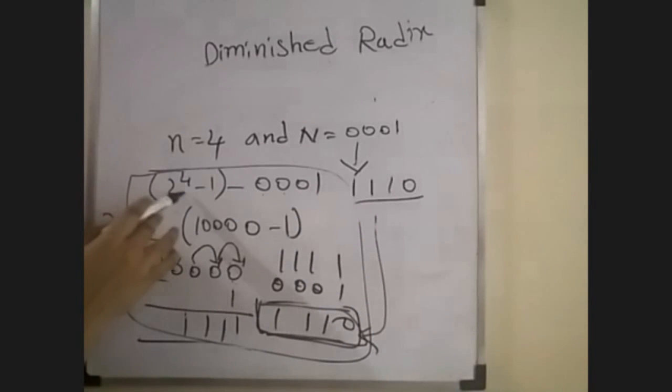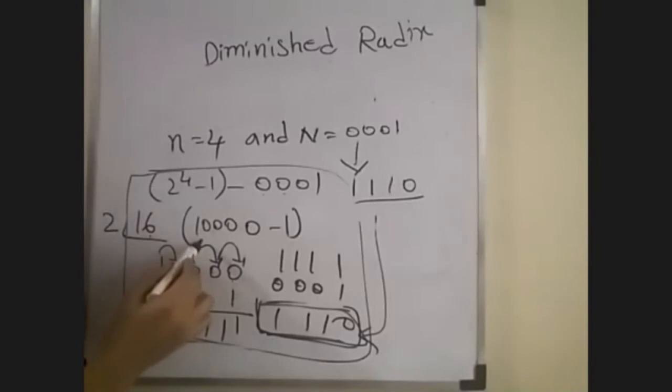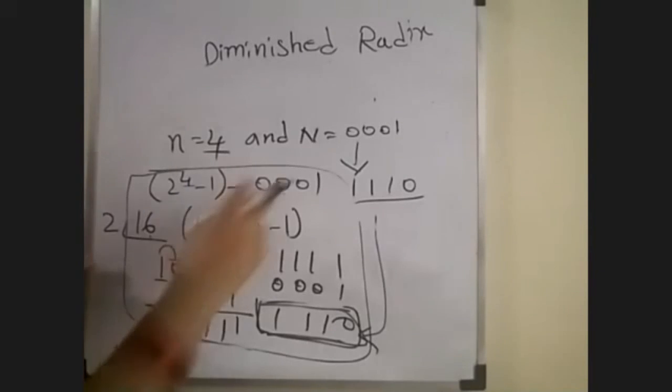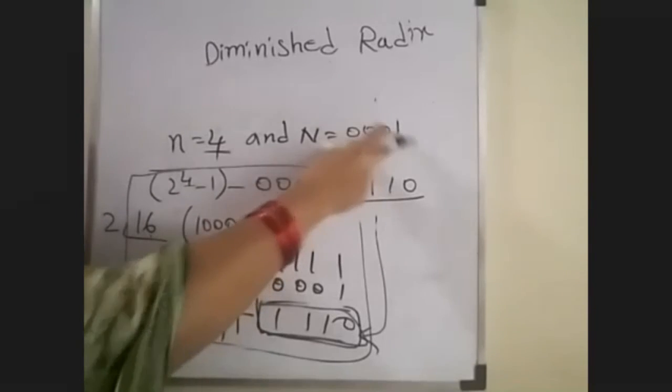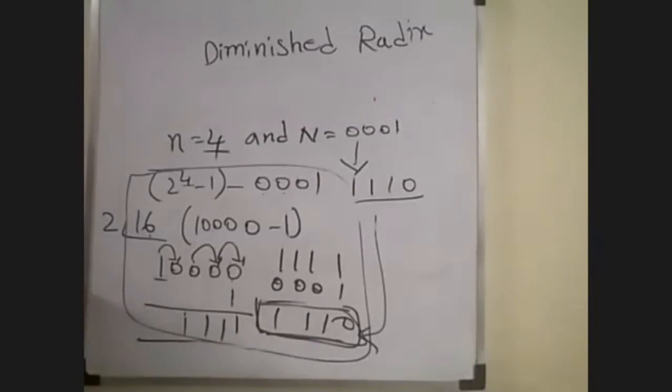So r to the power of n minus 1 minus the n value. Here r to the power of n, 2 to the power of n, means the number of digits. You can take the number of bits and subtract. Is it clear, ones complement?